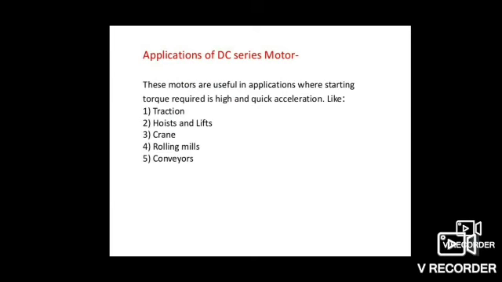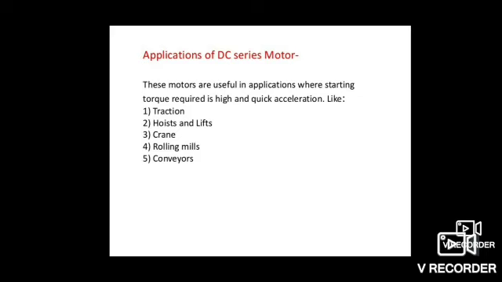Then, applications of the DC series motor. These motors are useful in applications where high starting torque and quick acceleration are required, like traction, hoists and lifts, cranes, rolling mills, and conveyors. These are the purposes for which the DC series motor is used.